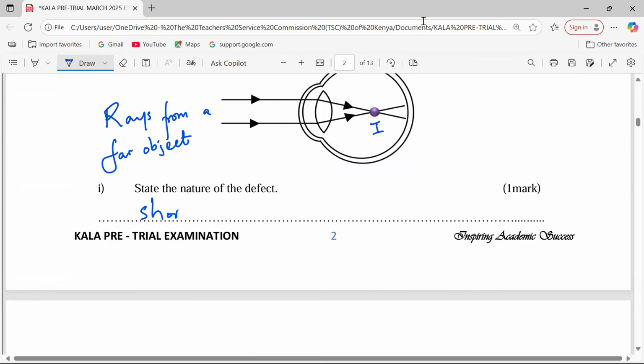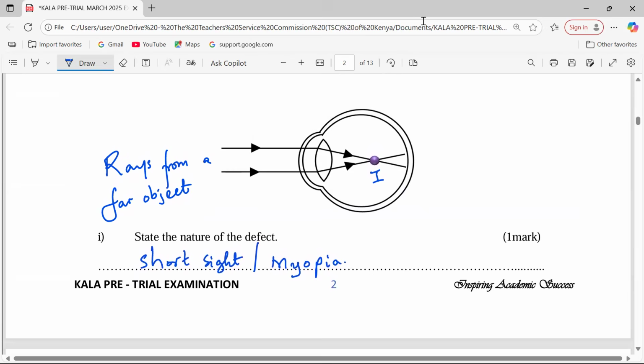This is short sight. Short-sightedness. Scientifically, we call it myopia.